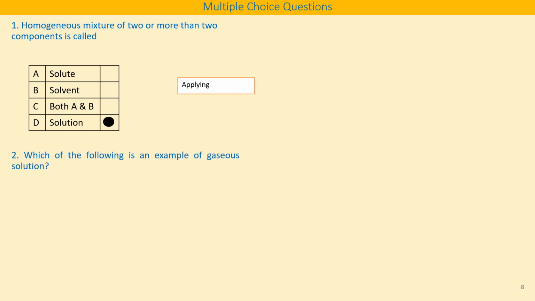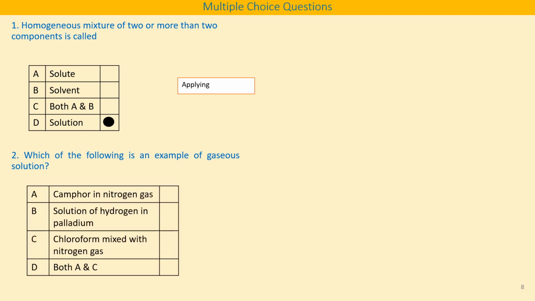Question number 2. Which of the following is an example of gaseous mixtures? You are given four options shown on the screen. Option A, camphor in nitrogen. B, solution of hydrogen in palladium. C, chloroform mixture with nitrogen gas. And option D is both A and C.